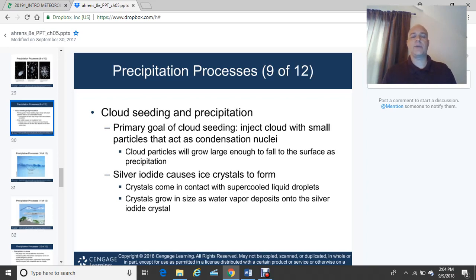And typically we use silver iodide, which causes ice crystals to form. The crystals come in contact with supercooled liquid droplets, and these crystals grow in size as water vapor deposits onto the silver iodide crystal.